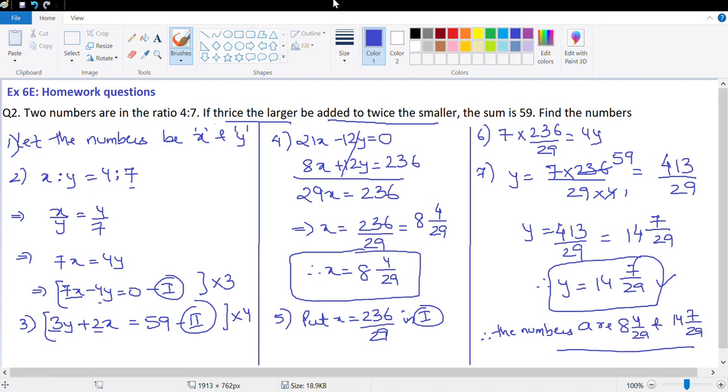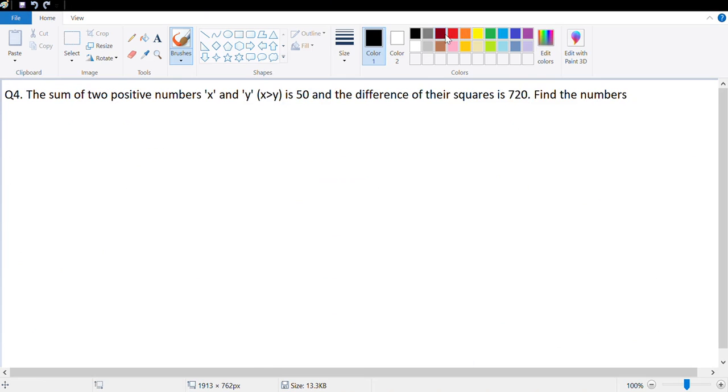Good, let's look at the next one. The next one that we do is question number 4. It says the sum of two positive numbers x and y, with x more than y, is 50. So x plus y is 50, and the difference of their squares, which means x squared minus y squared, is given equal to 720.